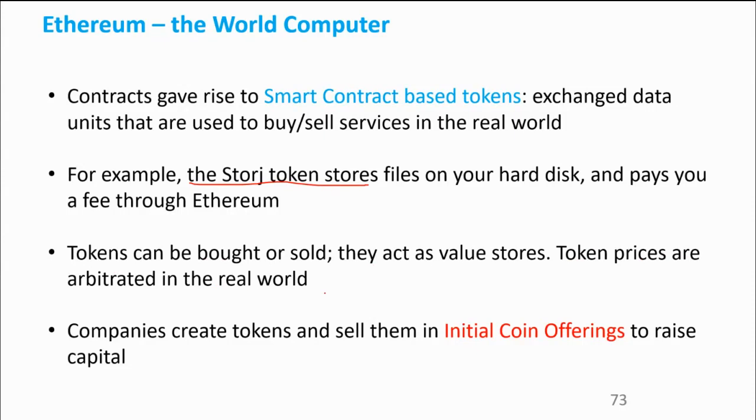That is similar to everyone or you creating a smart contract to create your own asset and then sell it to people. And then there is real arbitrage in the real world where people sell and buy these tokens so that your token will have a price in the real world. Companies even created tokens and sold them in initial coin offerings to raise capital. This is all covered in decentralized finance.